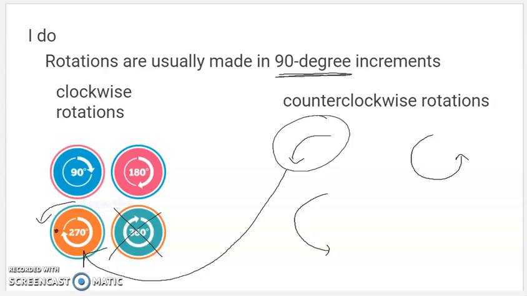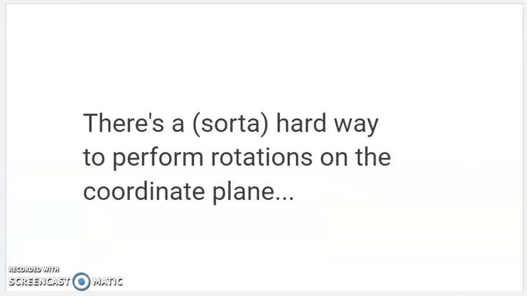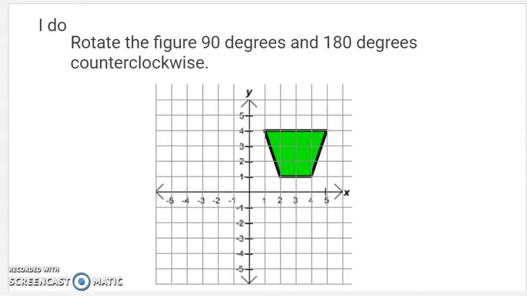So they end up being the same. And the 180s are the same too. So there's not actually that many different ones. It's just how it's talked about. There's a sort of hard way to do rotations on the coordinate plane first, so let me show it to you.